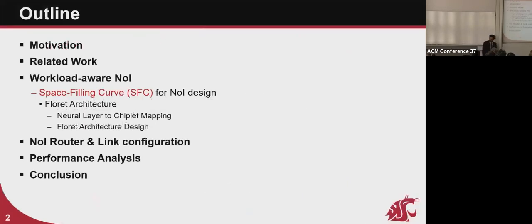Firstly, I would like to lay down an agenda for this presentation. I would go over the motivation and related work. Then I'll talk about this workload-aware network on interposer design, where we'll talk about the space filling curve for this network on interposer design, and talk about the flow rate architecture, within which we talk about the hardware software co-design, which is the neural layer to chiplet mapping, and the overall flow rate architecture design. Then we go over the explainability idea of why this works better by showing the NOI, the network on interposers, router and link configuration, the performance analysis, and finally we conclude the presentation with the vision forward.